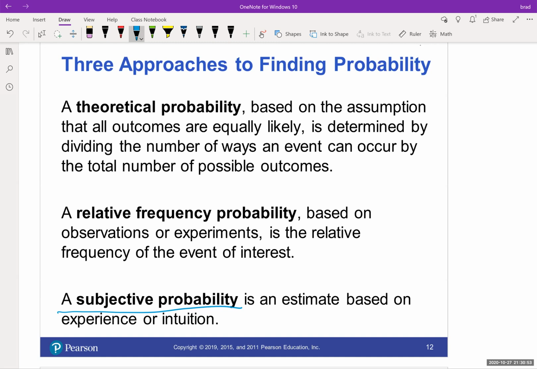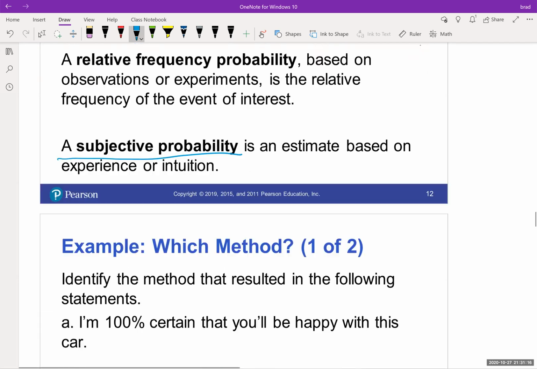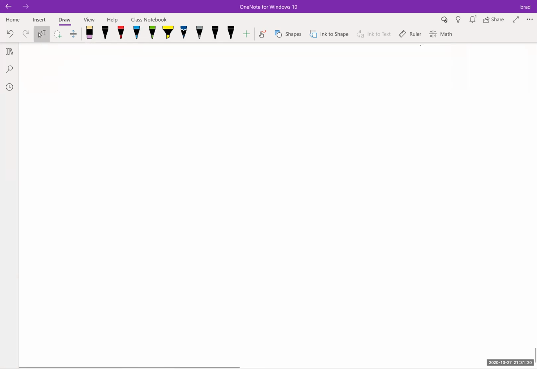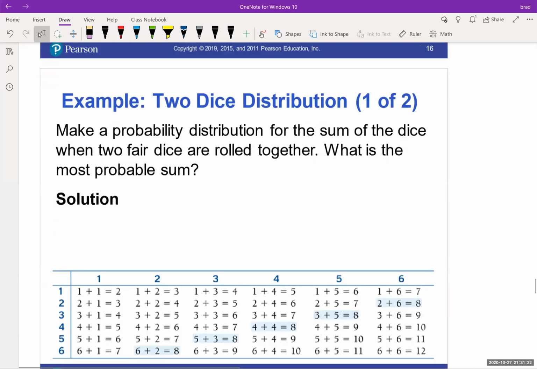For example, the weatherman does subjective probability, or it's almost like an appeal to authority, based on data and expert knowledge. They give you your probability. I don't like subjective probability as much. I like to stick to theoretical or relative frequency, but let's just go over a few of these, okay? Let me see how much we have left. Oh, wow, we still have quite a bit left, okay.